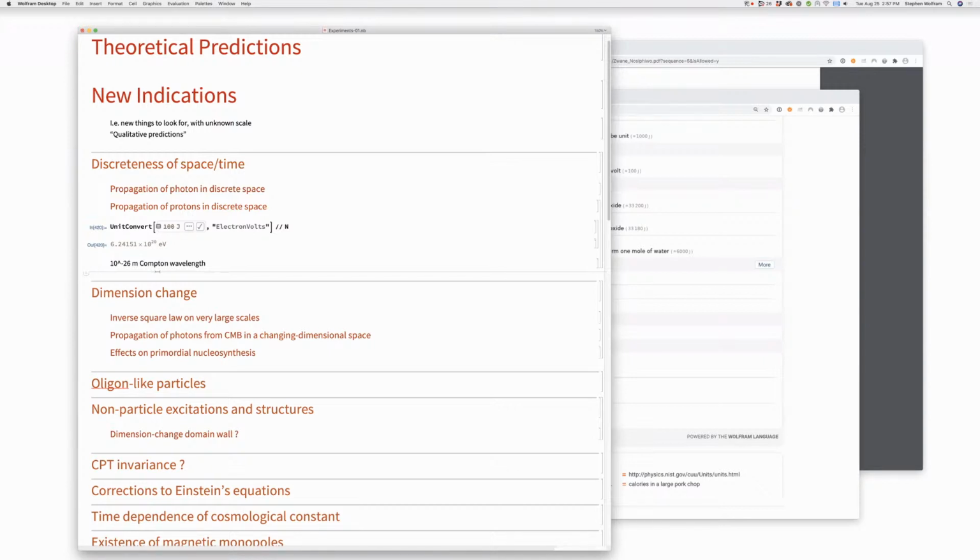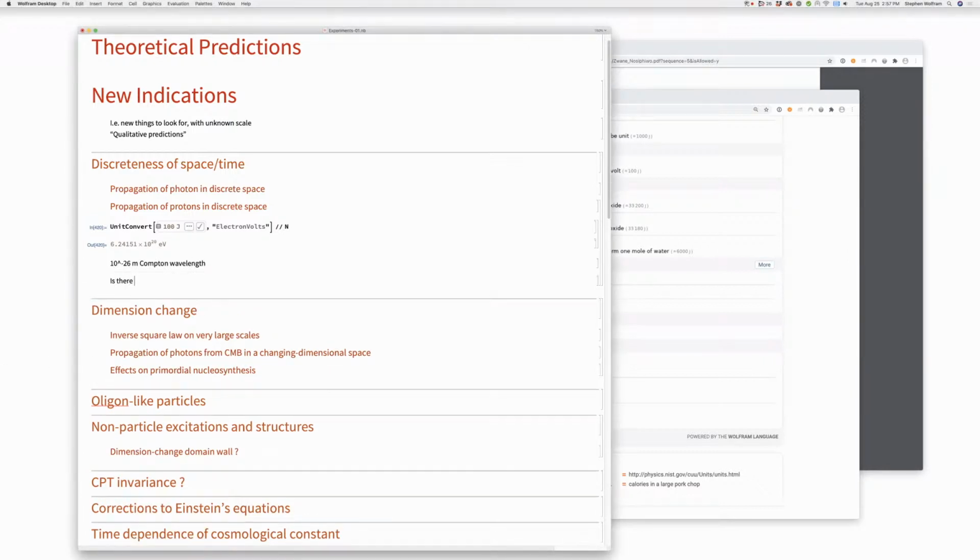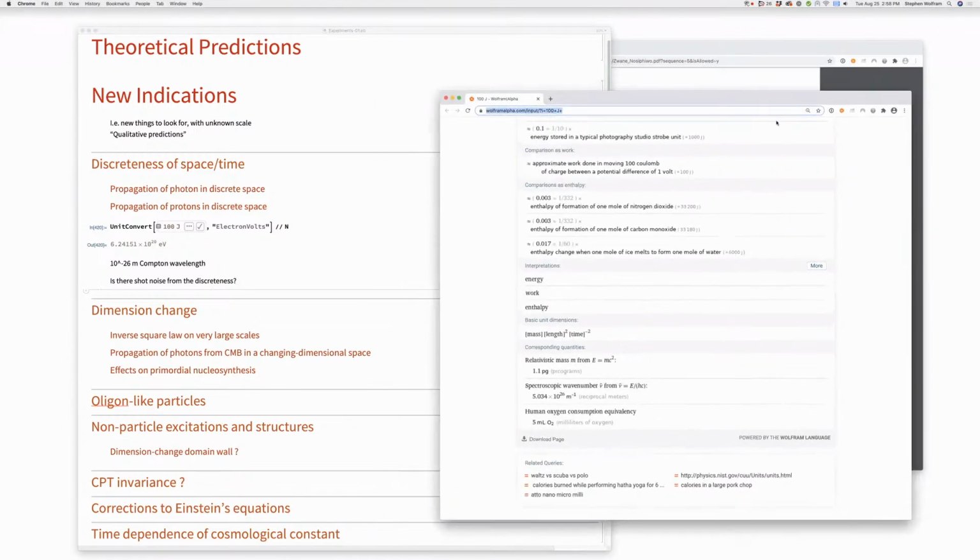So the question is, if you have a thing propagating in a discrete space, how can you detect, essentially, is there shot noise from the discreteness? I think maybe we have too few real physicists here. Come on, physicists, speak up.